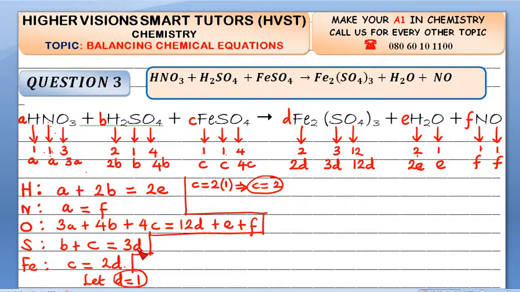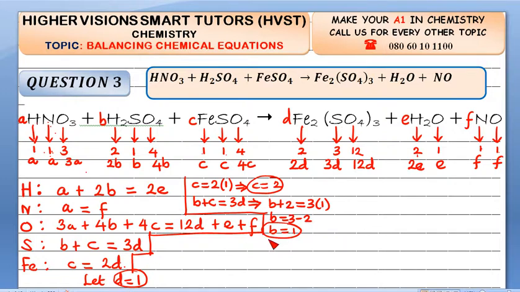If C is 2, let's go to the equation before it. We've gotten C and D, so we can get B from the balanced equation for sulfur. So B plus C is equal to 3D. B is not known yet, plus C is 2. That is equal to 3D, which is 3 times 1, because you have presumed your D is 1. So 3 minus 2, B is equal to 1. So we have D, we have C, and we have B.